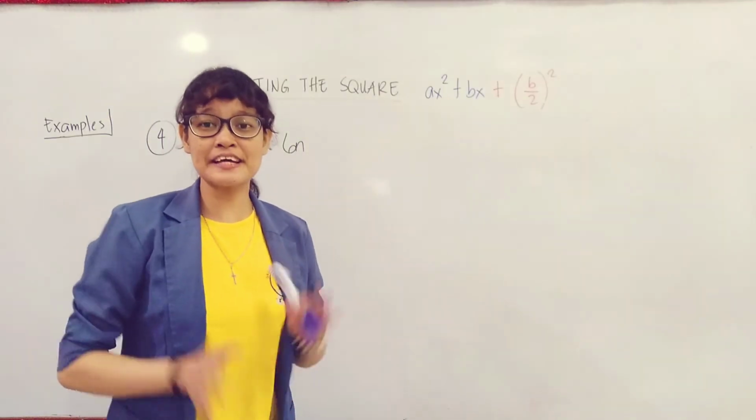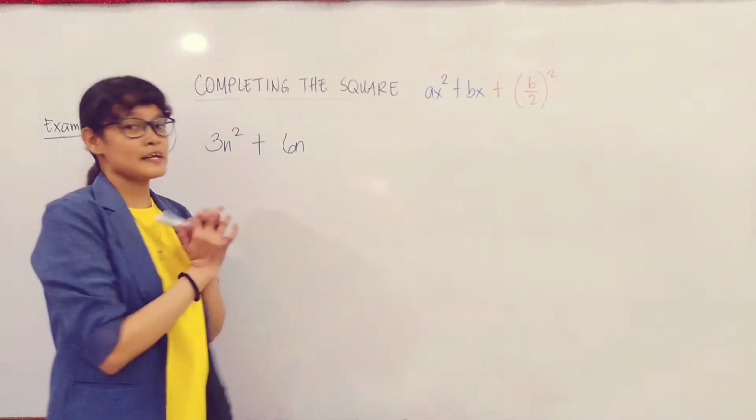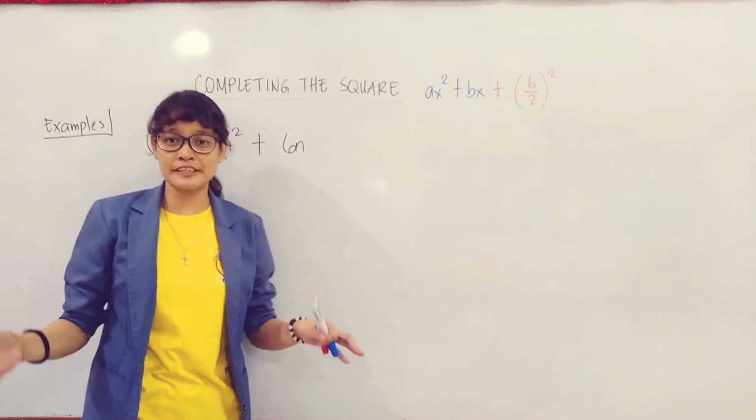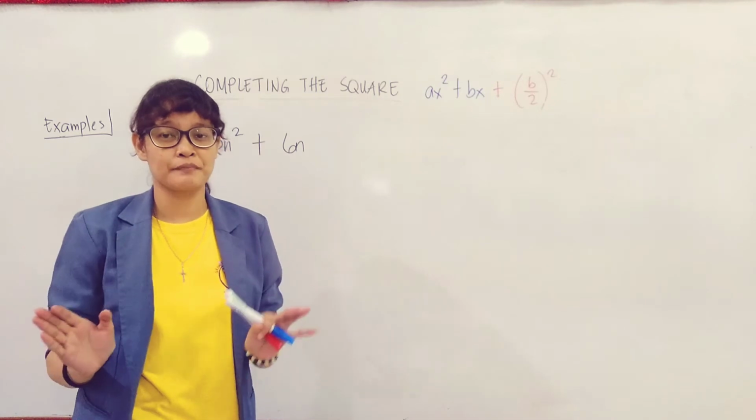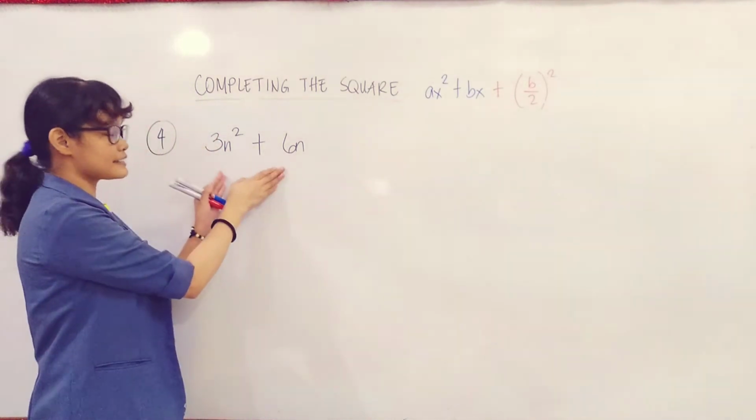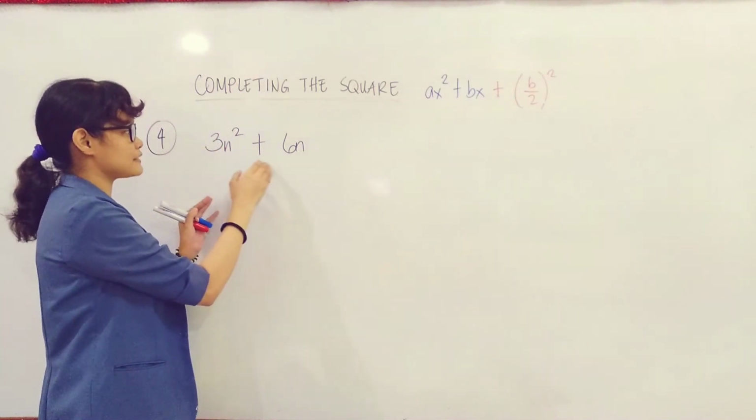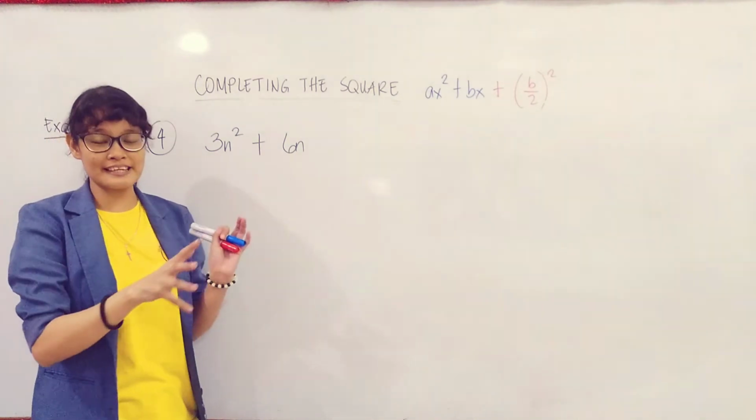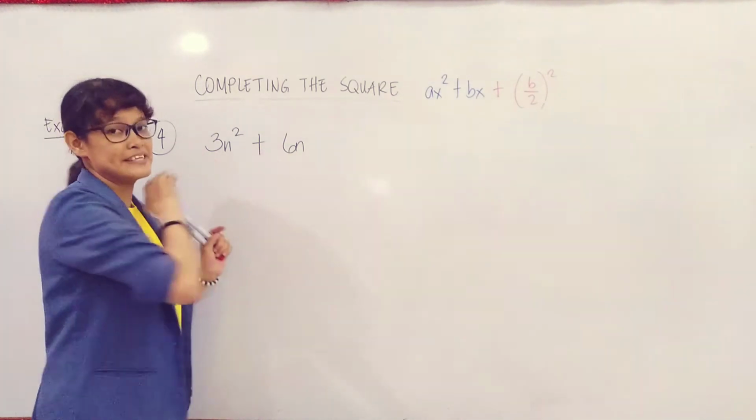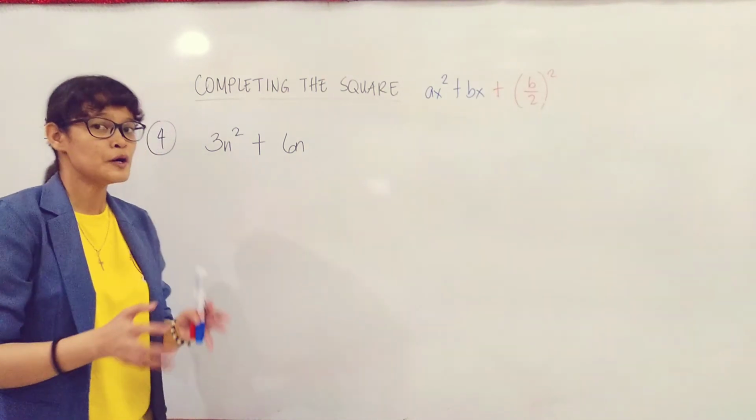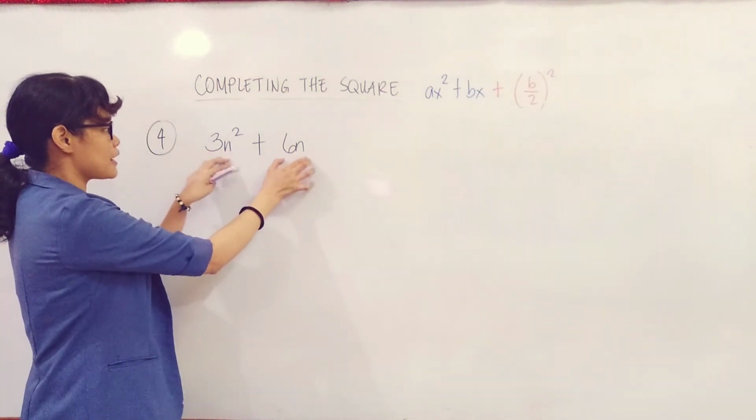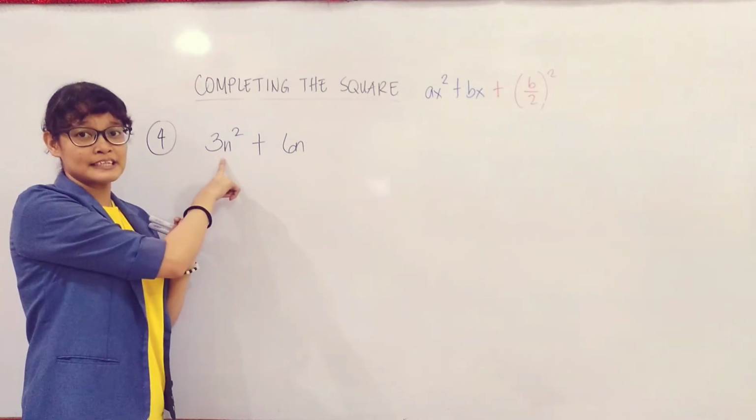Okay, so for our fourth example, this time around, paano naman kapag ang coefficient ng ating second degree term ay hindi equal to positive 1? Okay, so pag ganun yung nangyari, just like this example, you have 3n squared plus 6n, you cannot proceed in getting half of the middle term yet. Alright? So ang first step na gagawin mo dito is to divide the two terms by whatever the coefficient of the second degree term. Alright?